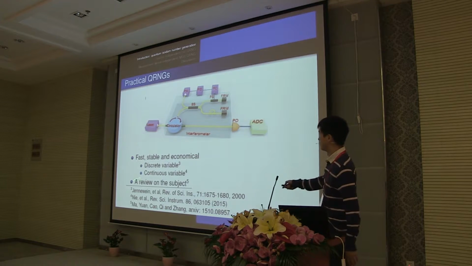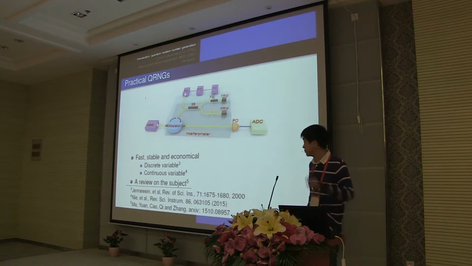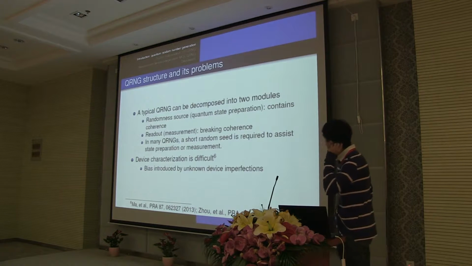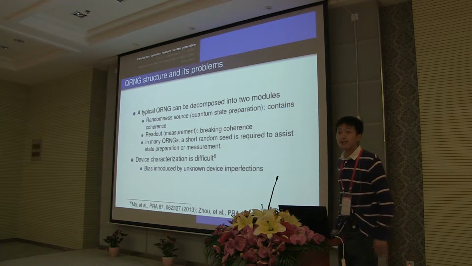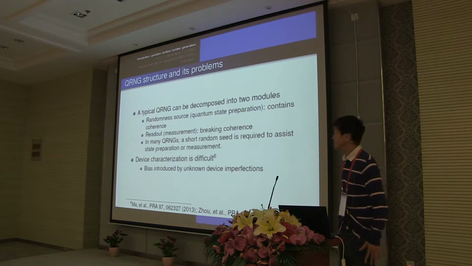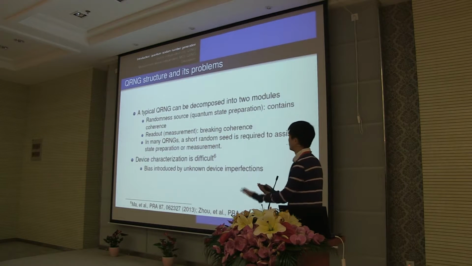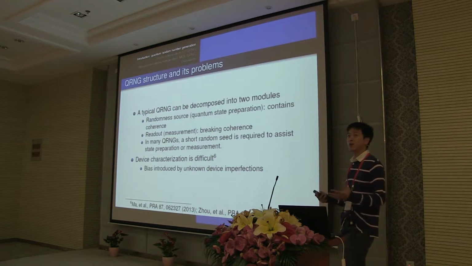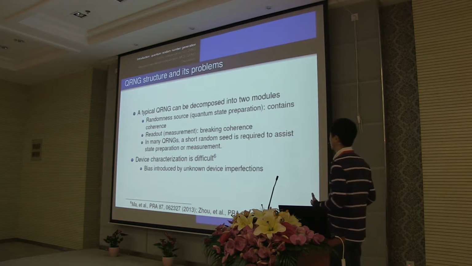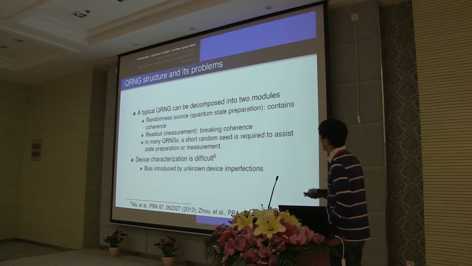So we also have a review paper on the subject, which will appear in npj Quantum Information. Okay, before we talk about the problem with these very fast, cheap random number generators, let's take a look at the details of this kind of random number generator structure. We know that a typical random number generator can be decomposed into two modules, which is very similar to the QKD system. One is the randomness source, the other one is the readout system.